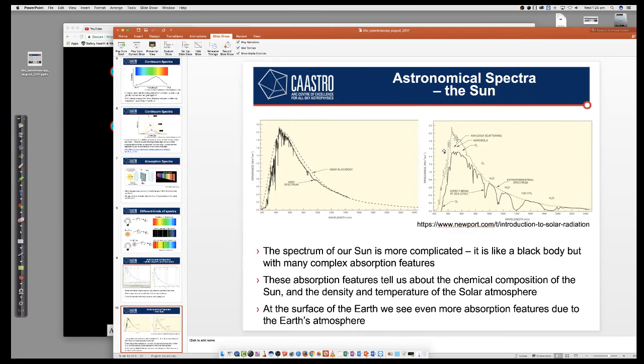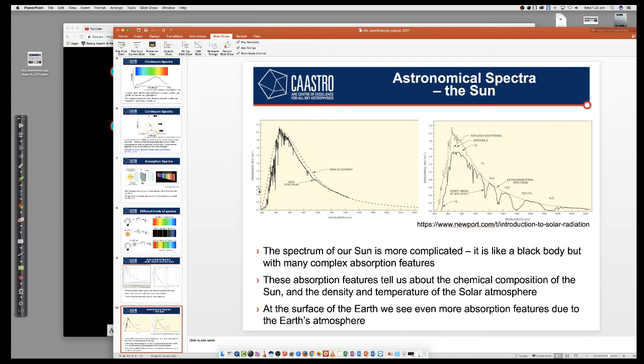Now if we look at something a little bit more interesting, here we have the spectrum of the Sun. On the left-hand side, we have the spectrum of the Sun as you would see it from space, so excluding the effect of the Earth's atmosphere. The black wiggly line is the actual spectrum of the Sun, and the dashed line here is a black body spectrum of something at a very similar temperature to the Sun. You can see it's a pretty good match, but it's not a perfect match.